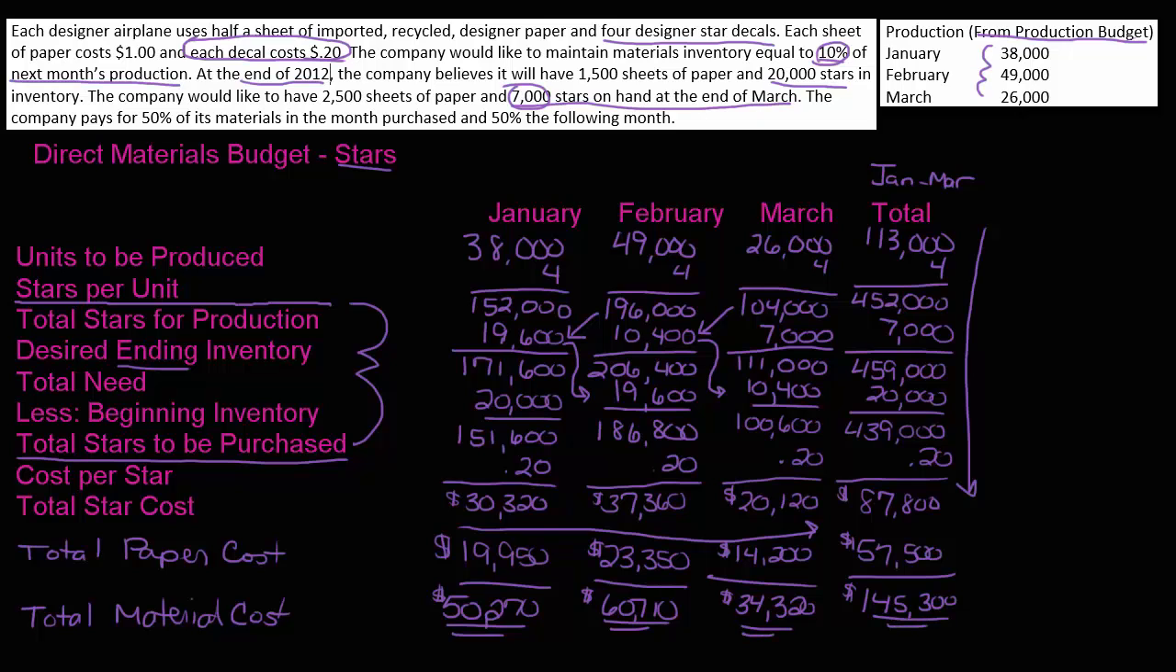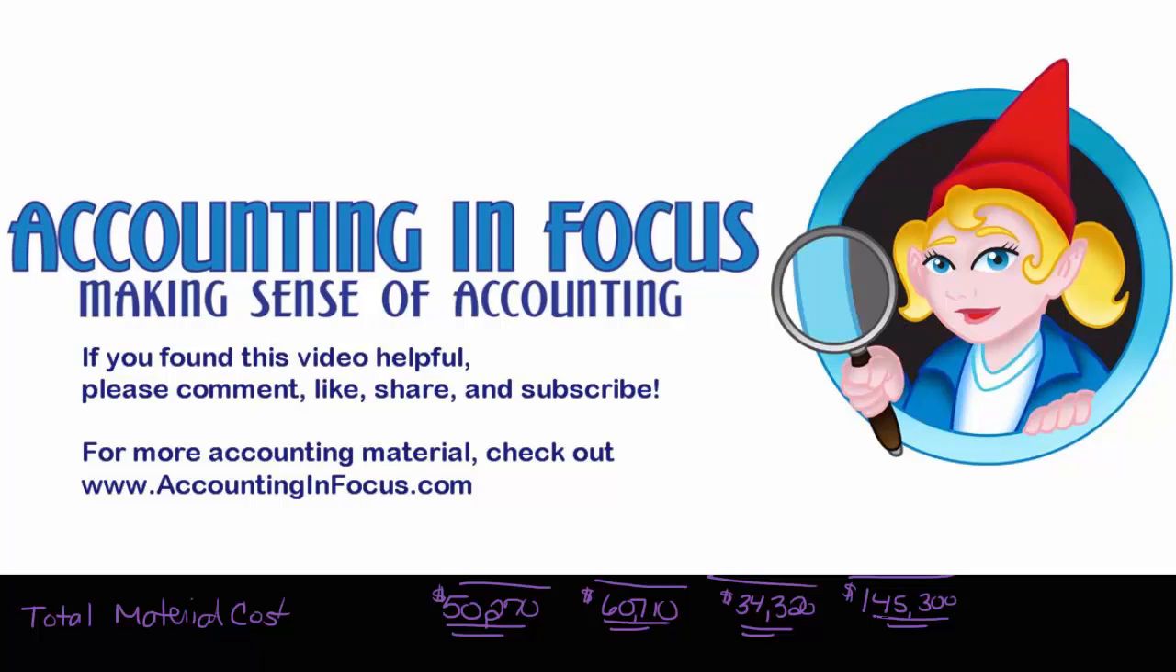Okay, so the stars are going to cost 87,800 for the quarter, plus the paper from the previous direct materials budget is 57,500. So my total material cost for the quarter is 145,300.